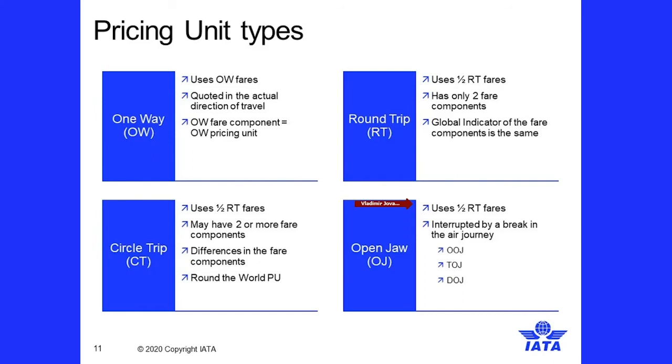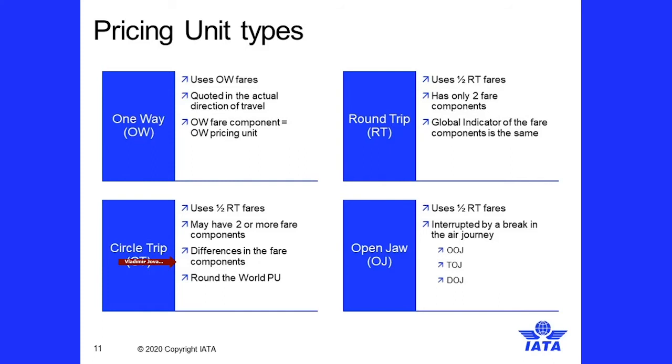So round trips are the simple journeys. They have only two fare components. And the global indicator of the fare components are the same, meaning if the outbound fare component is Eastern Hemisphere or Atlantic, the return fare component called inbound must be the same. In case we have a combinability of global indicators, so in case there are differences, such as going to places, let's say Amsterdam to Tokyo, it's a direct flight, that will be TS, but Tokyo, Dubai, Amsterdam will be EH.